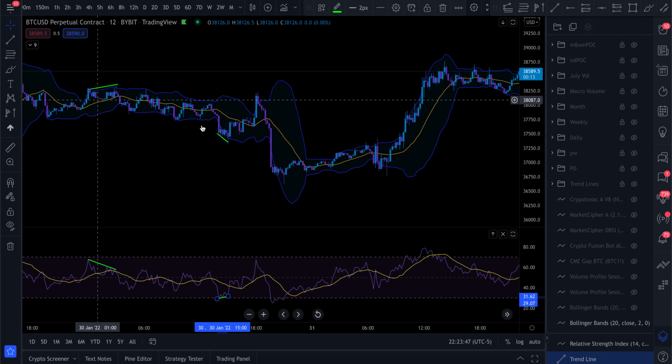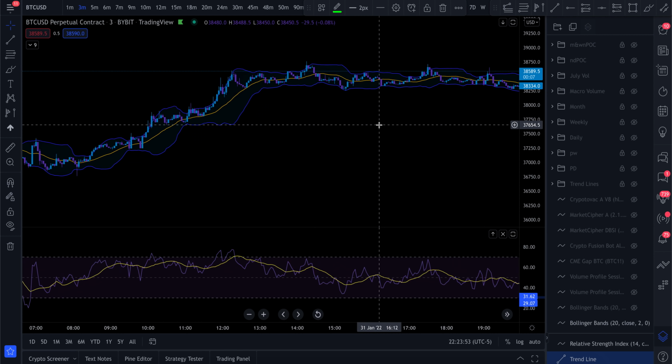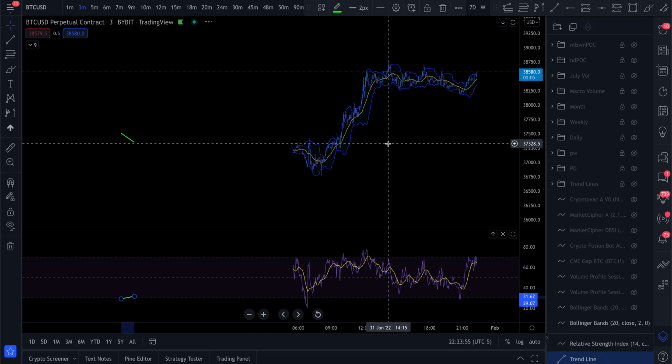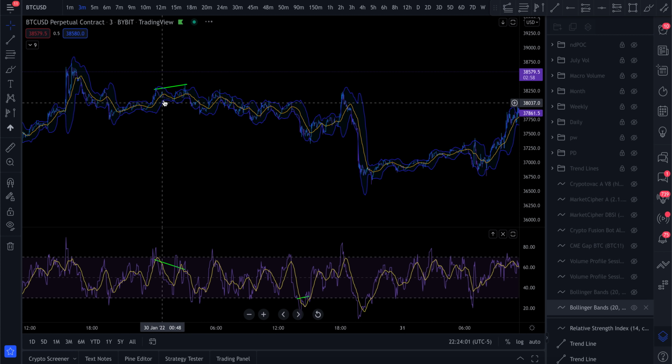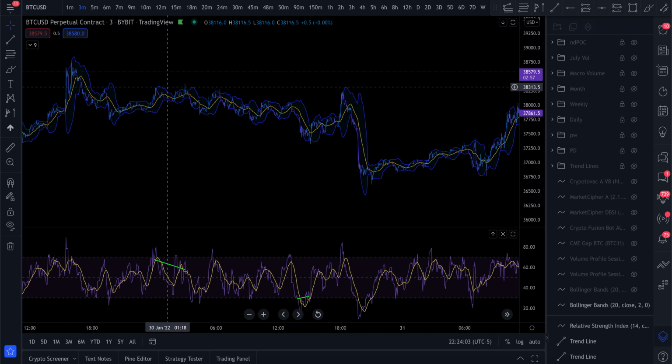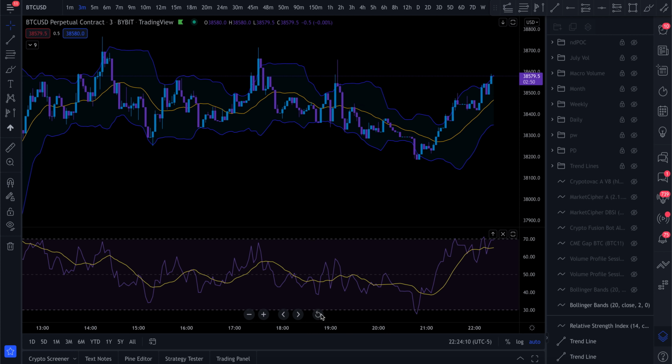Okay, so let's see. This is Bitcoin on the 12-minute time frame. Let's go down to the 3-minute time frame, because obviously the lower the time frame, the more signals you'll have. You just have to be aware that the lower the time frame, the more you have to be very careful about limiting in to your trades and not market ordering in, right? Because you can get eaten up by fees on a lower time frame.